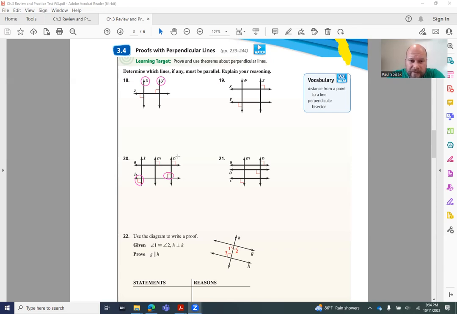Then we know that N and M are perpendicular to A. Since they are both perpendicular to A, then they are parallel. And if M is parallel to N and L is parallel to N, then M and L must also be parallel using our theorems.